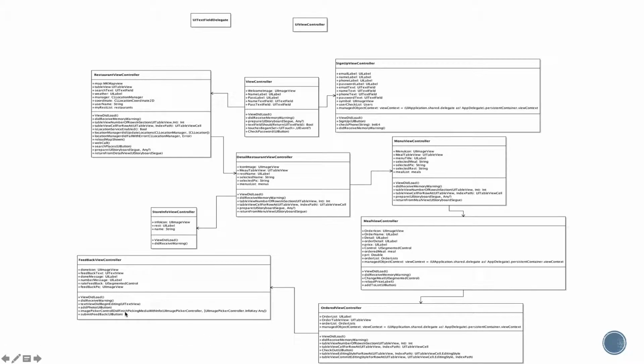In the feedback view controller, it can handle the picking of a photo from your photo library or from the camera in your device. And the next one is my model class diagram.